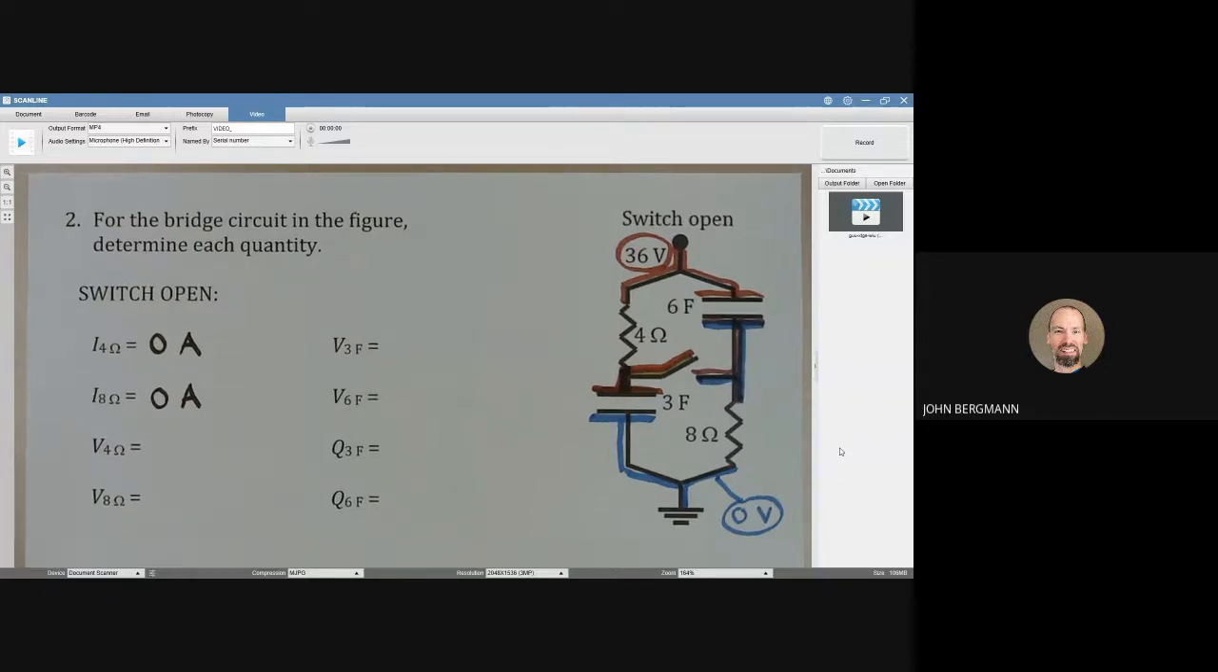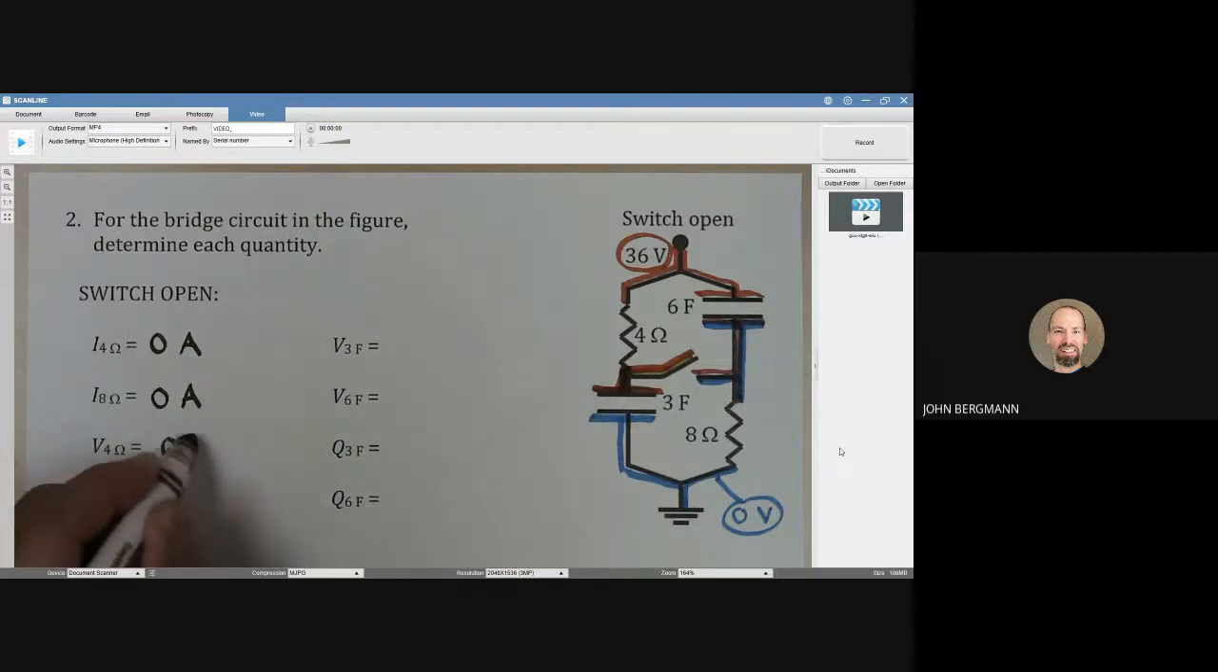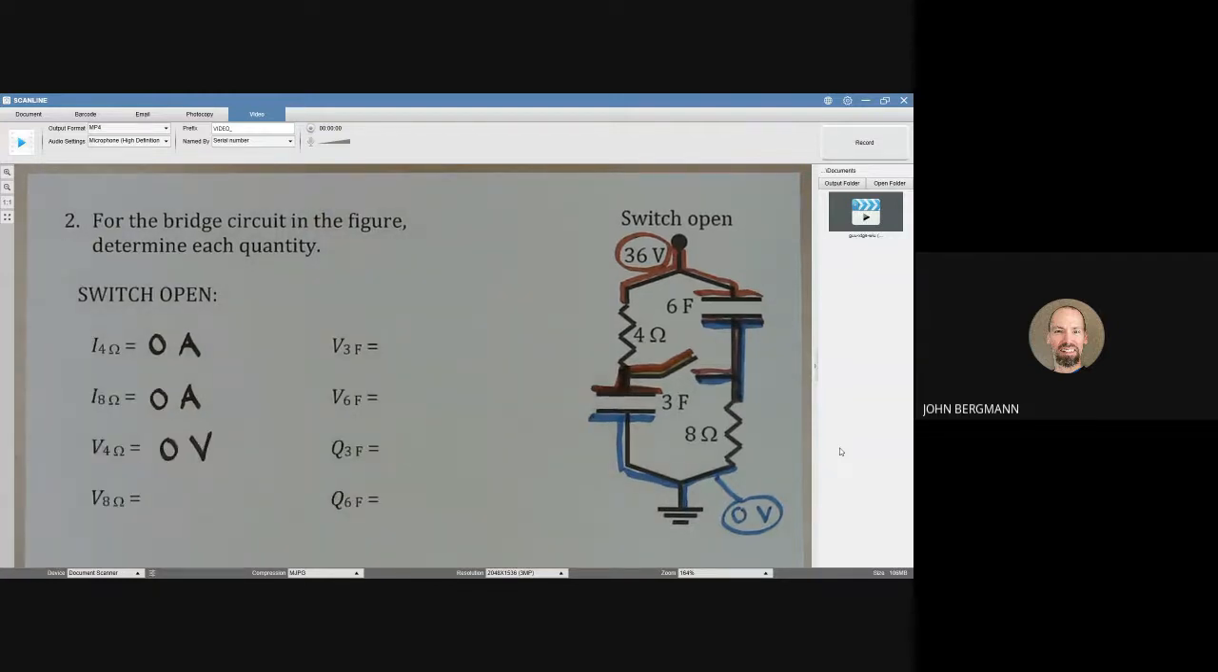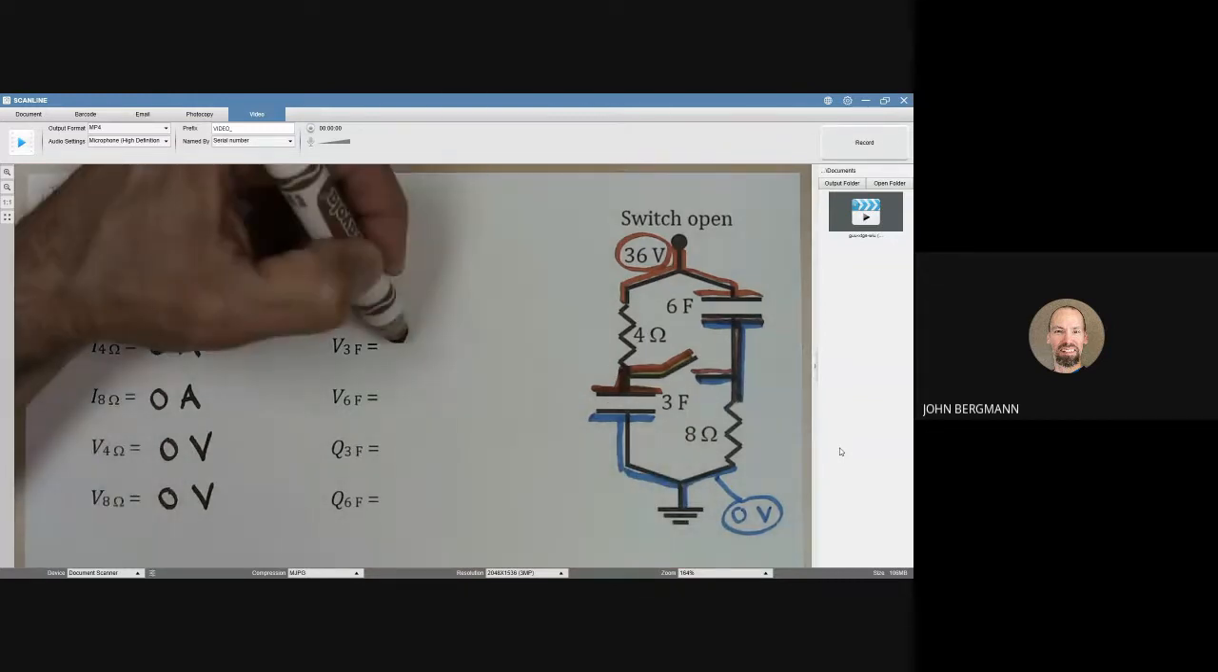In fact, there's basically nothing going on, which means the voltage across this 4 ohm resistor, if there's no current going through it, there's going to be no voltage difference across it. Same thing here. If there's no current going through this 8 ohm resistor, then there can't be a voltage difference from one side of it to the other. However, there will be a voltage difference across this 3 farad capacitor, and that will be 36 volts.